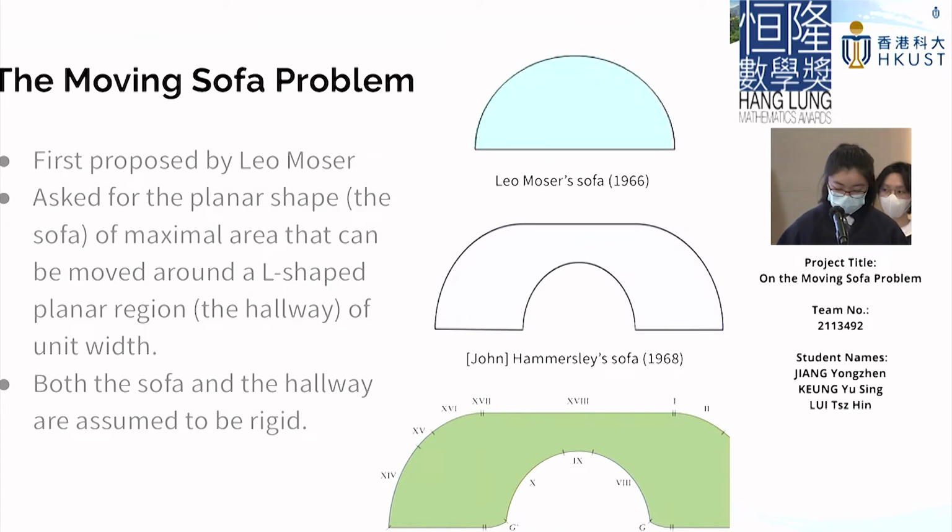So what is the moving sofa problem? It was first proposed by Leo Moser in 1966, and it asked for the planar shape, so the sofa, of maximal area that can be moved around an L-shaped planar region, so the hallway, of unit width. And both are assumed to be rigid.